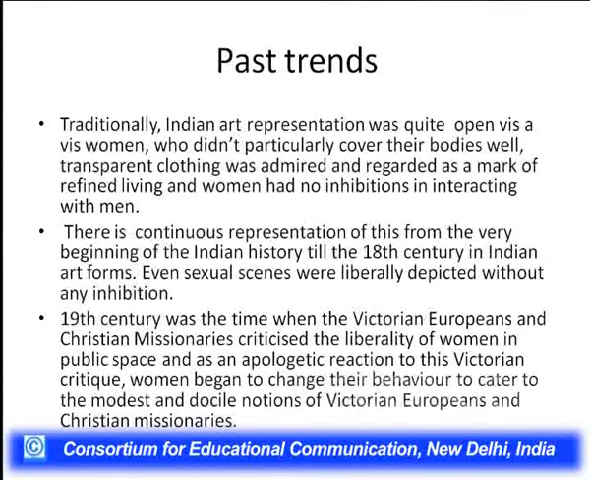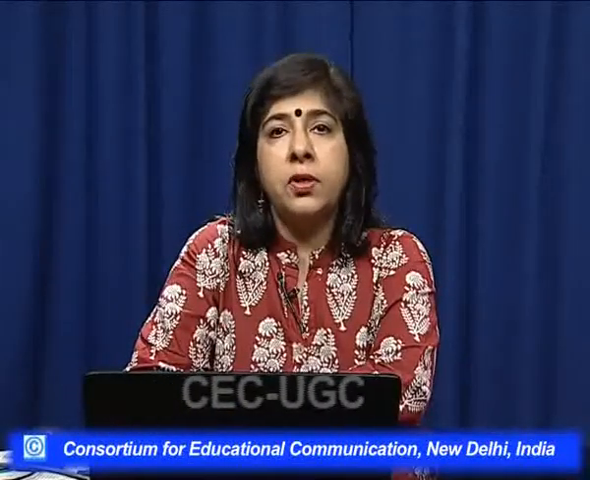see not only in various Ajanta frescoes from Gupta and post-Gupta period onwards as well, but also during the Mughal miniature paintings, this kind of a depiction was carried on, and women were portrayed in transparent clothes, thereby celebrating their beauty, and the whole idea of femininity was kind of celebrated in art.